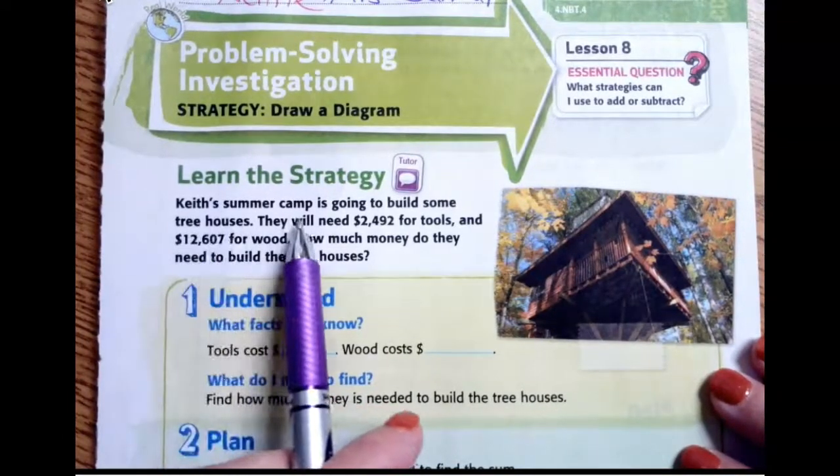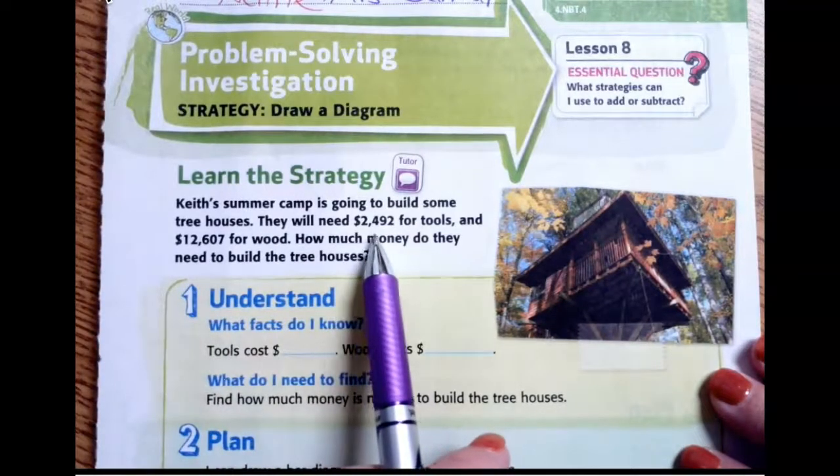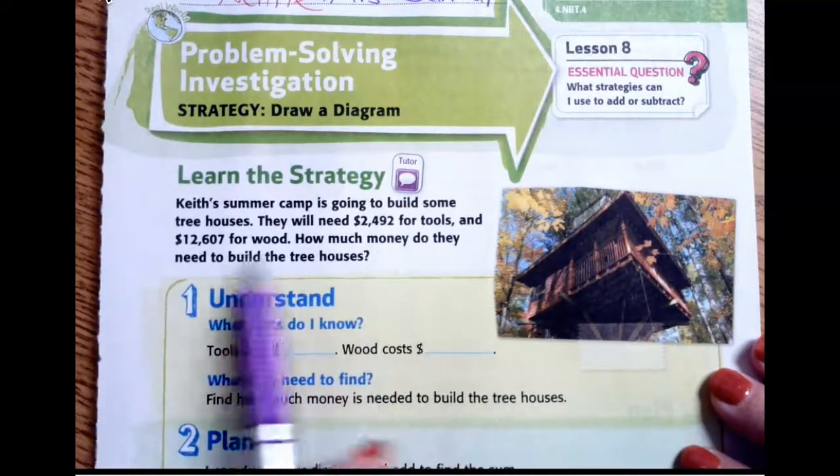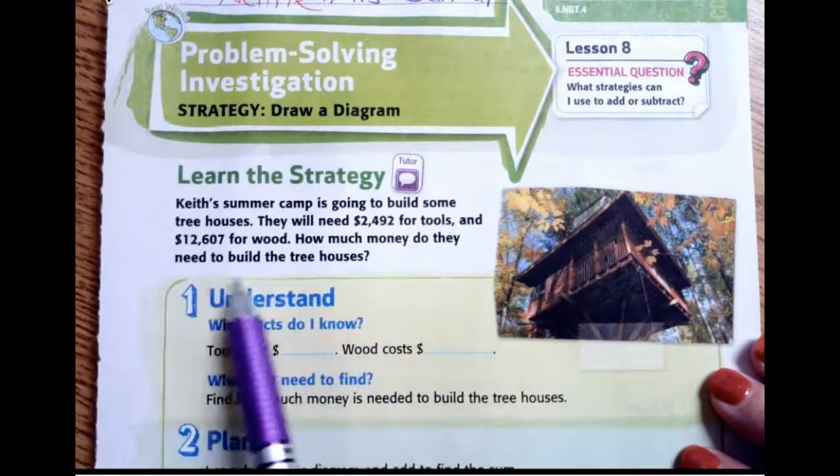Keith's summer camp is going to build some tree houses. They will need $2,492 for tools and $12,607 for wood. How much money do they need to build a tree house?